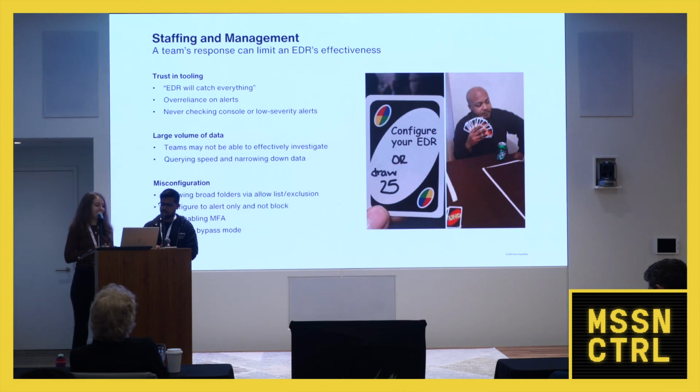Staffing and management is another item here. So often we see teams that put a lot of trust in their tooling. And we've already heard a little bit about that and how your tools will catch everything, and relying on these alerts. We've seen in our casework that there are a number of alerts that may be classified as low severity or something like that on their own. But when we see them, we know that they're an indicator of something to come or something that has already happened that's much more serious and a much more broad attack.